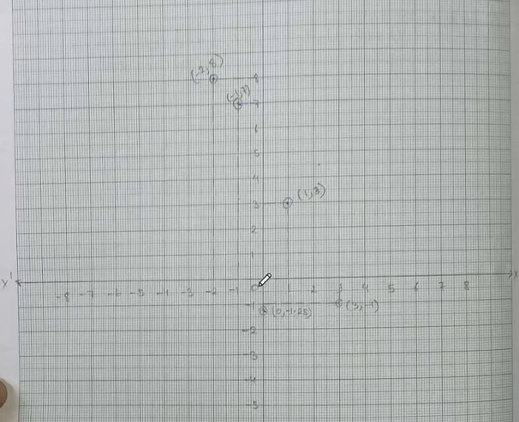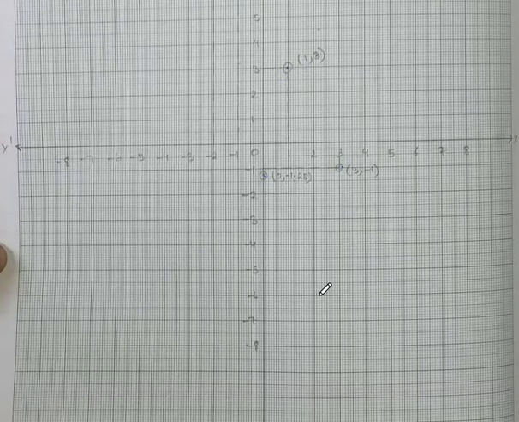Now 3, minus 1. From origin you go to the right side, x is 3. Then come down, y is minus 1. So this is your point 3, minus 1. This is your second question.